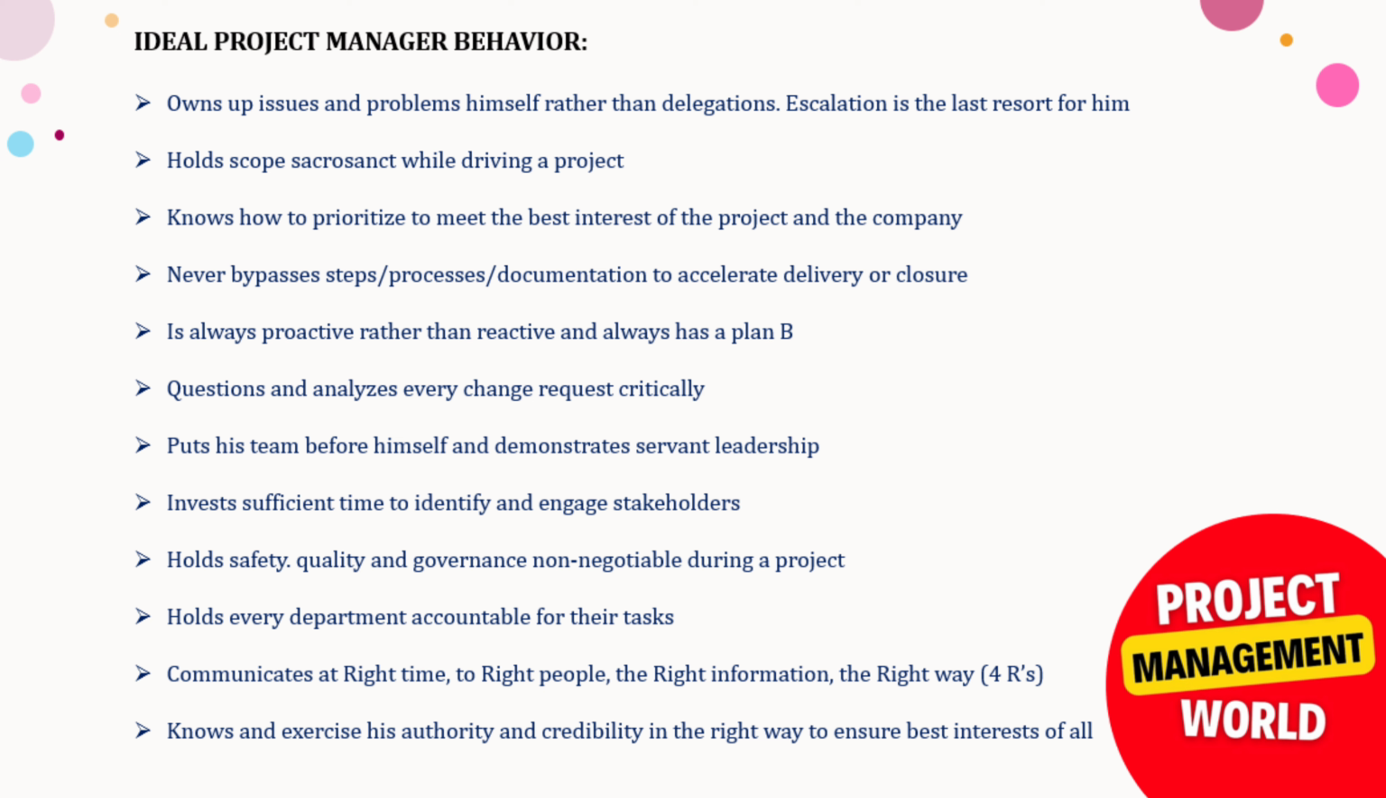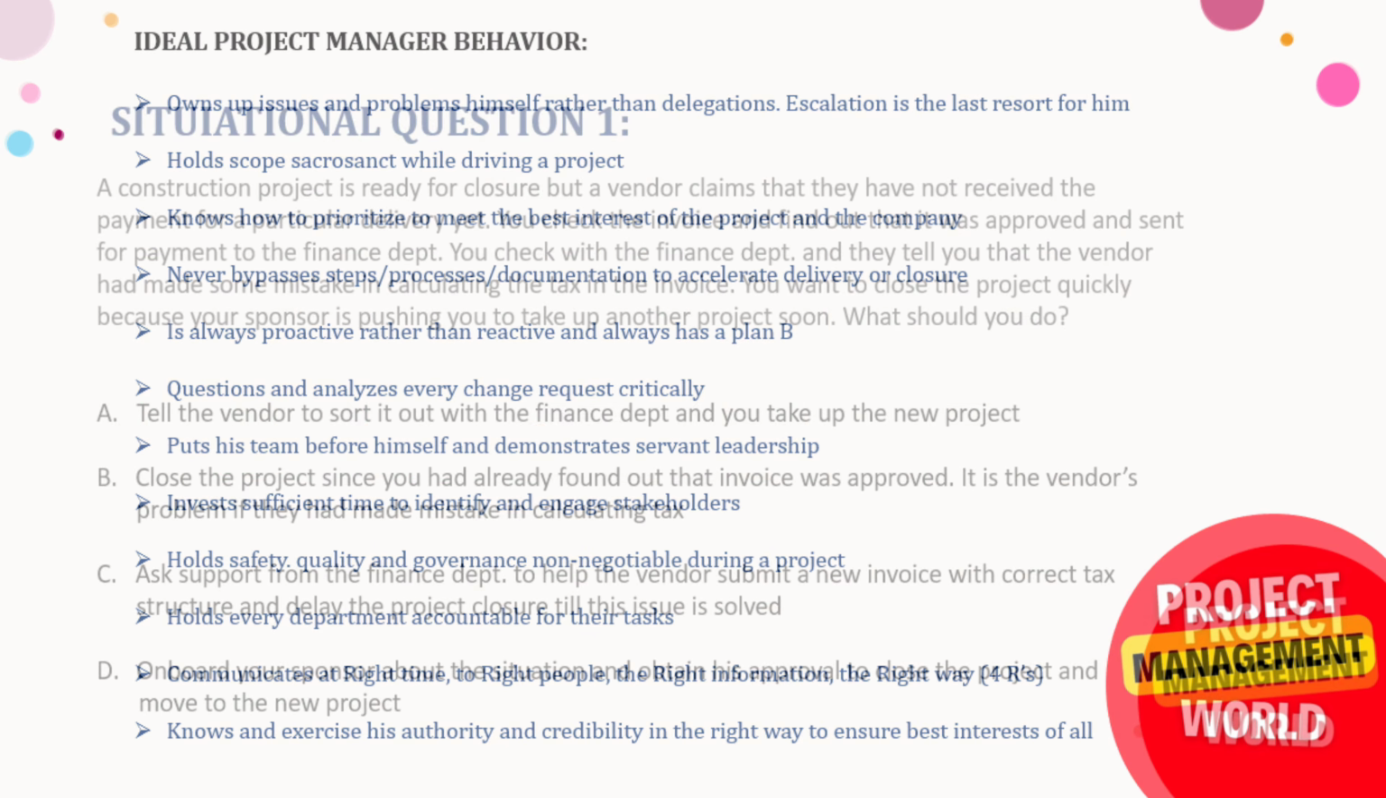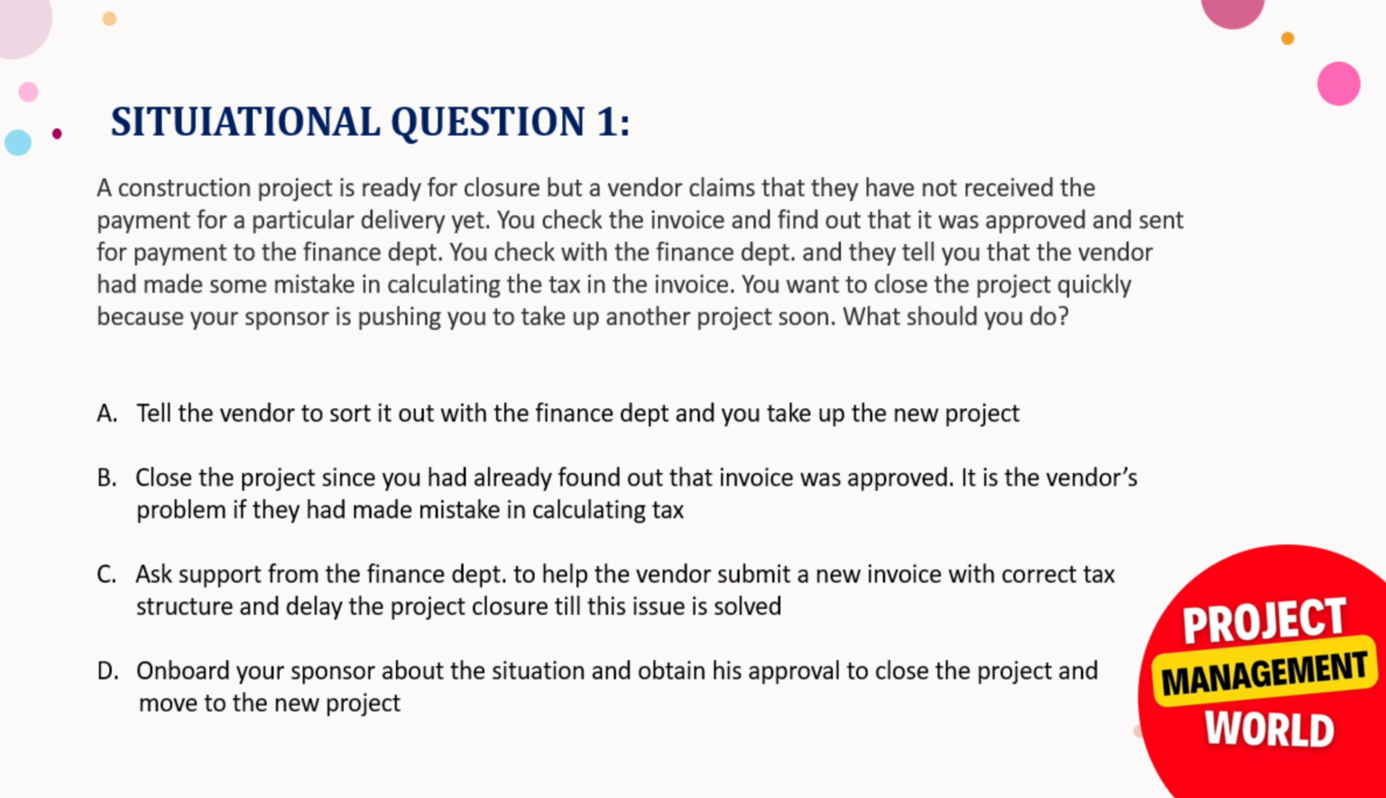The manager is acting as a servant leader because he is communicating with the finance department. This is the one point he is covering, and the next one is he never bypasses steps, processes and documentation to accelerate delivery or closure. In option C it is written delay the project closure till the issue is solved. So here he is not doing any shortcut, he is following the proper process.